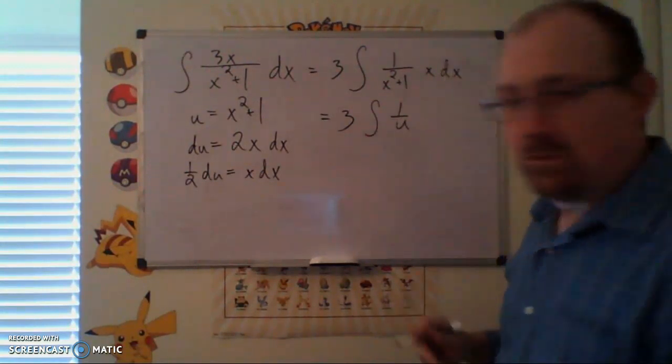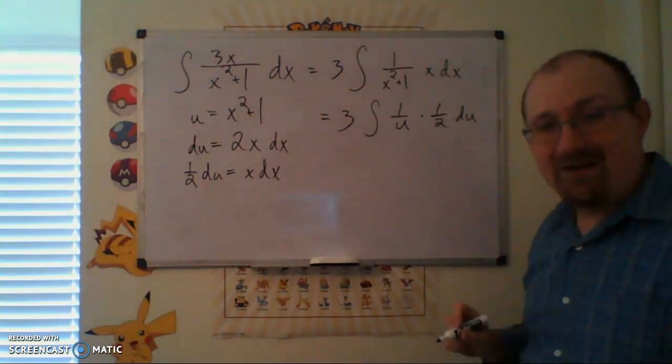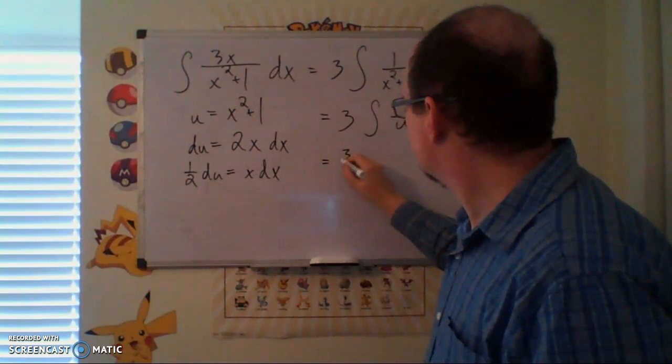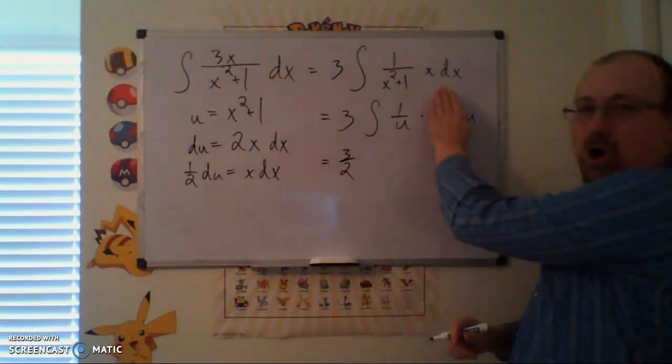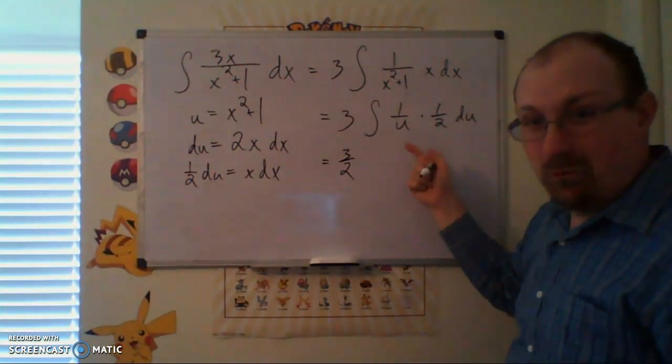This just becomes 1 over u. x dx, we said, is 1/2 du. The 1/2 is constant, so it can get held out front. So we've got 3/2, and now that's gone. Our antiderivative that we need is just 1 over u.